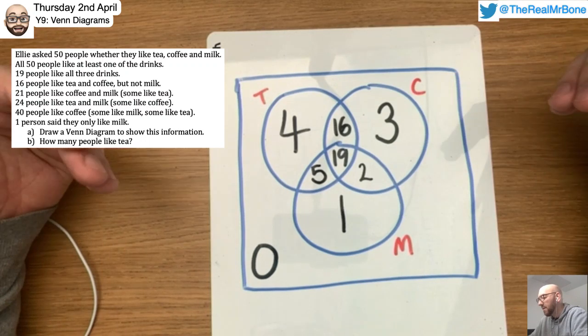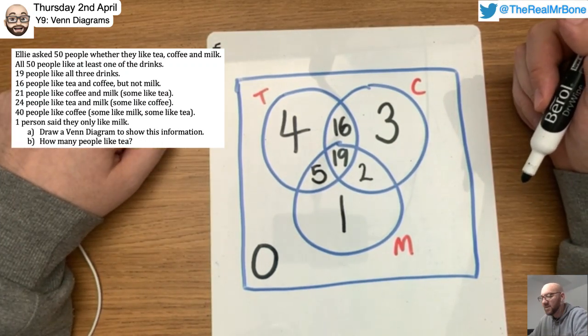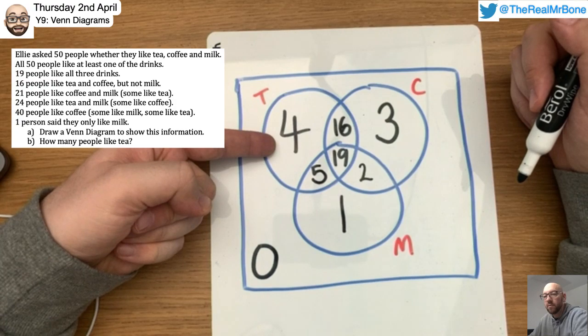Part A, draw a Venn diagram. How many people like tea? 4.